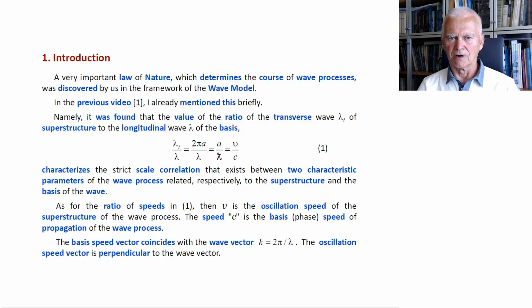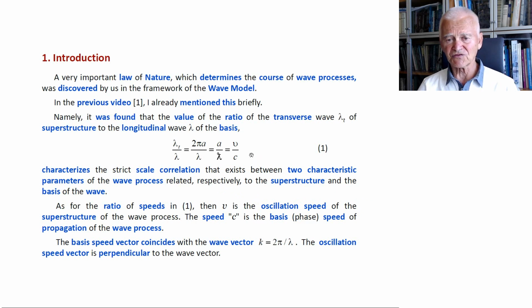Contents. Part 1. Introduction. A very important law of nature which determines the course of wave processes was discovered by us in the framework of the wave model. In the previous video I already mentioned this briefly. Namely, it was found that the value of the ratio of the transverse wave lambda t of the superstructure to the longitudinal wave lambda of the basis characterizes a strict scale correlation that exists between two characteristic parameters of wave processes related respectively to the superstructure and the basis of the wave.